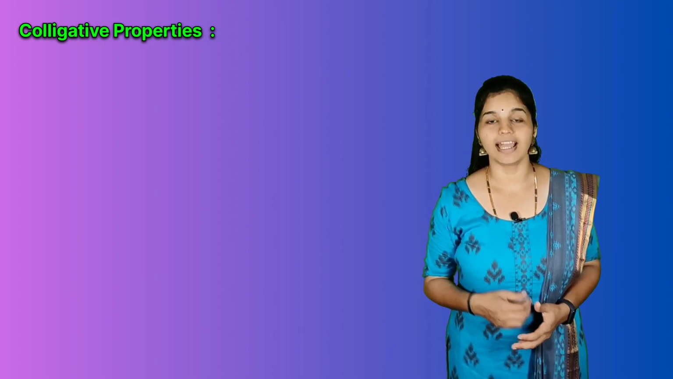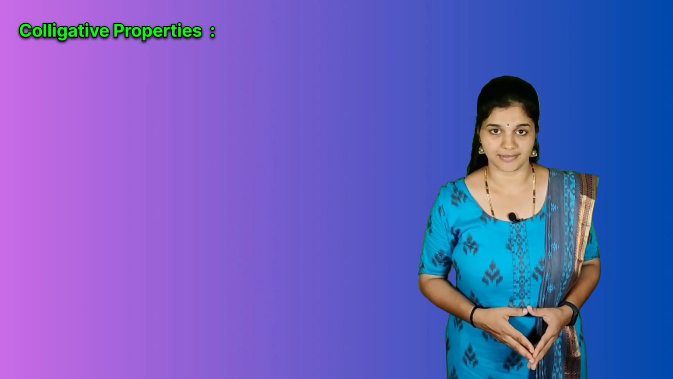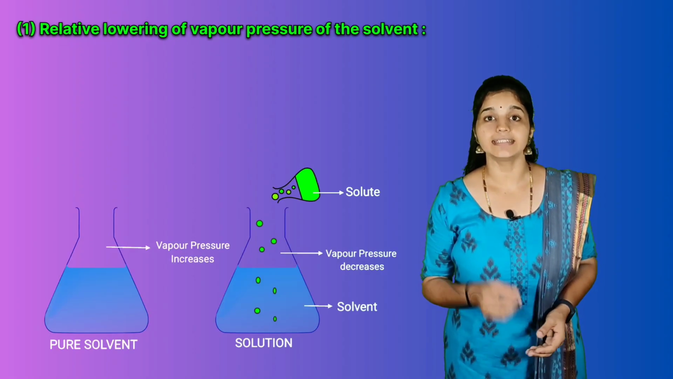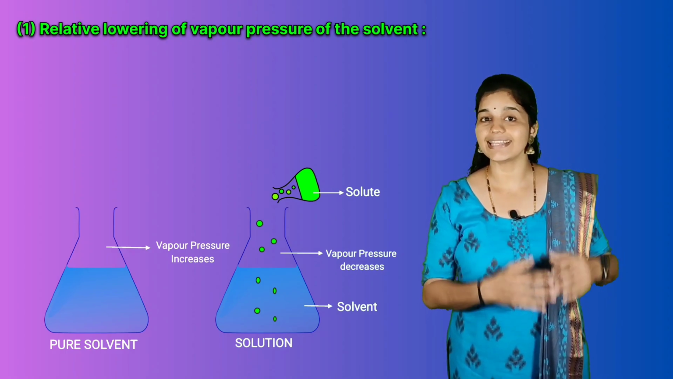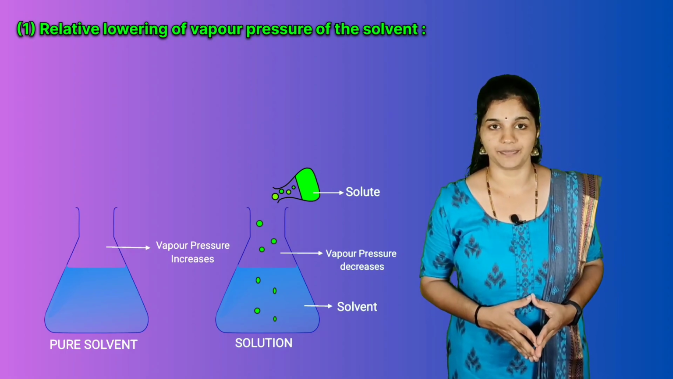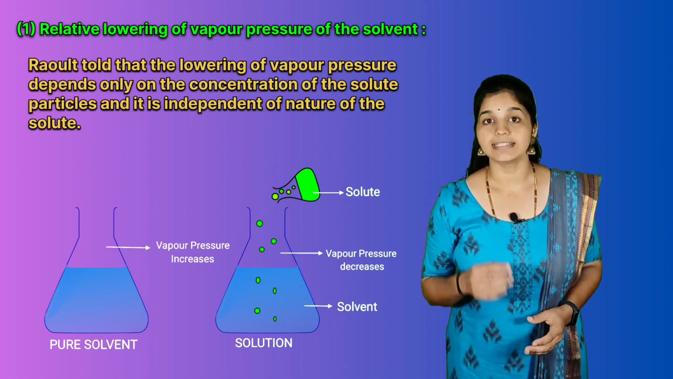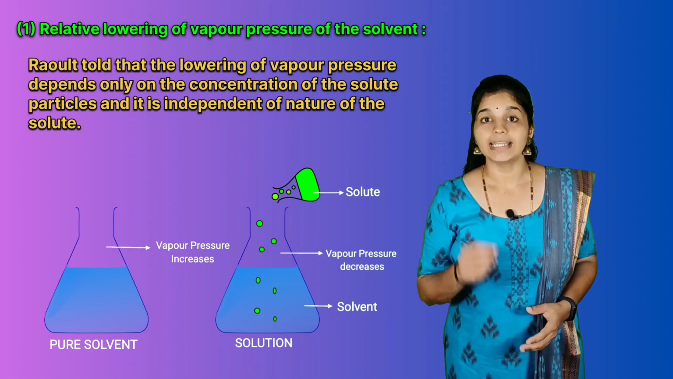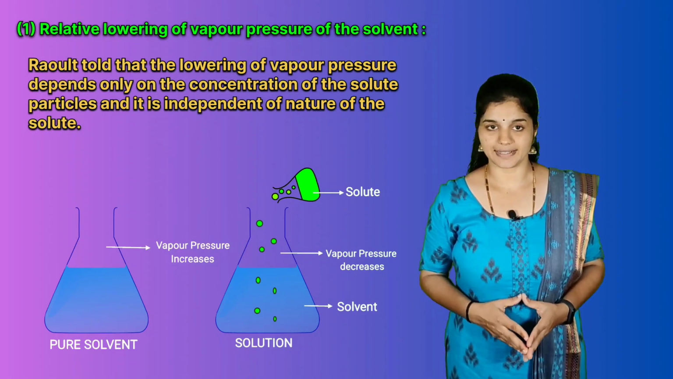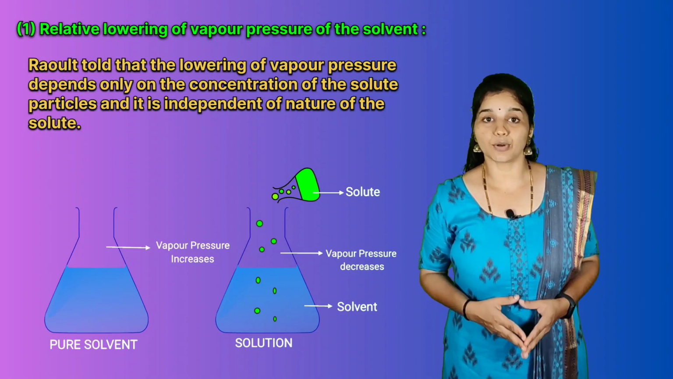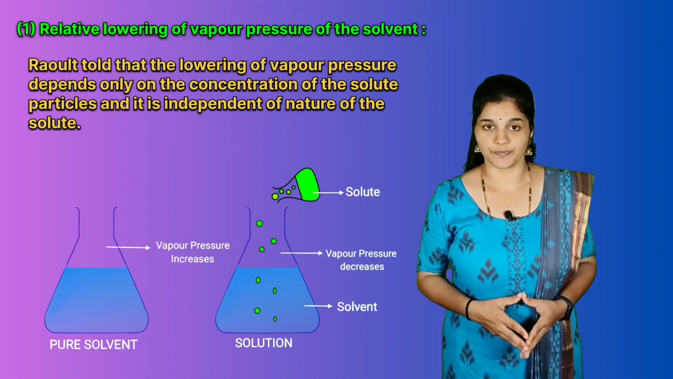Now let us discuss colligative properties one by one, and we shall see how we can determine molar mass of the solute using these colligative properties. We have studied that the vapor pressure of a solvent in solution is less than that of pure solvent. Raoult told that the lowering of vapor pressure depends only on the concentration of the solute particles, and it is independent of the nature of the solute.